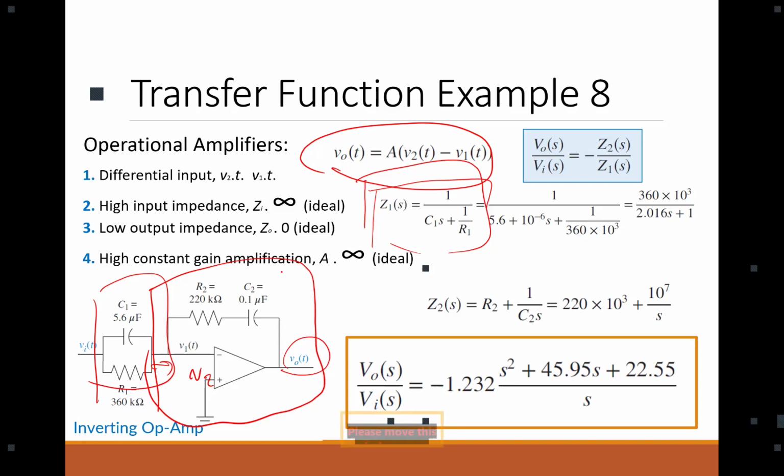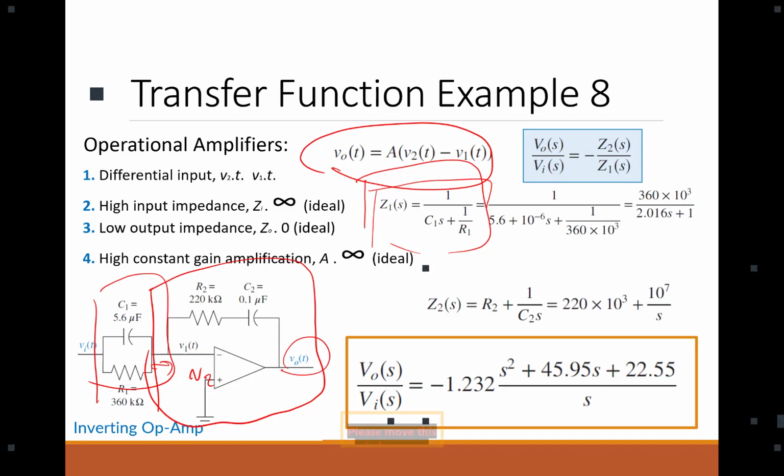Now, what about Z2? This one, we have R2 and C2S in parallel, in series. So the impedance of the whole thing is going to be R2 plus 1 over C2S. Are we good? It's just the series of these two, and this one is the parallel of these two.